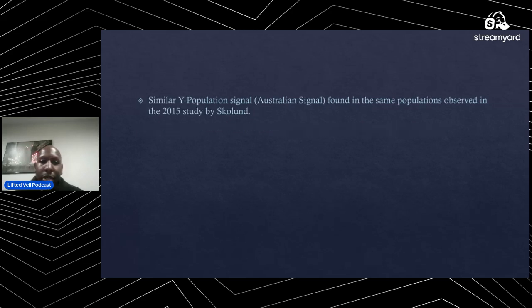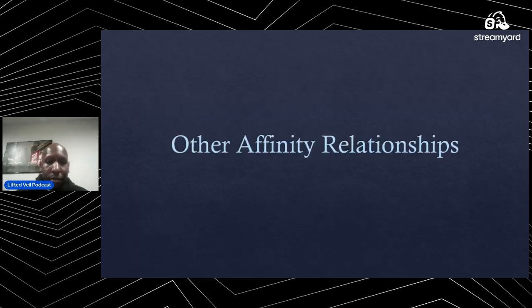Similar Y population signal. Australian signal found in the same populations observed in a 2015 study by, I think Scullin is his name. I might have that wrong, as far as the spelling of it. But y'all get what I'm saying. That's the same thing I was talking about earlier.